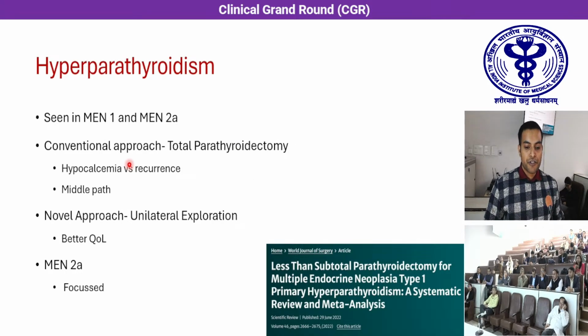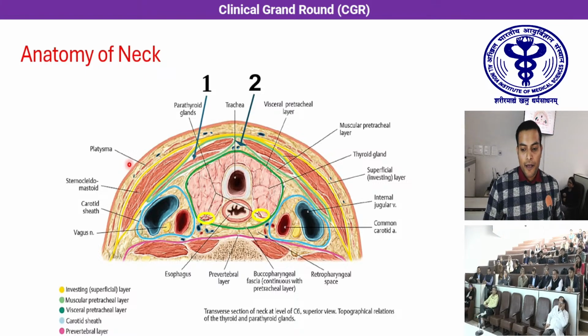So coming to the individual organs, the conventional approach for hyperparathyroidism in these patients is total parathyroidectomy with autotransplantation of part of the smallest gland in the left forearm. And other than that, now unilateral exploration and focused parathyroidectomy are also feasible options.